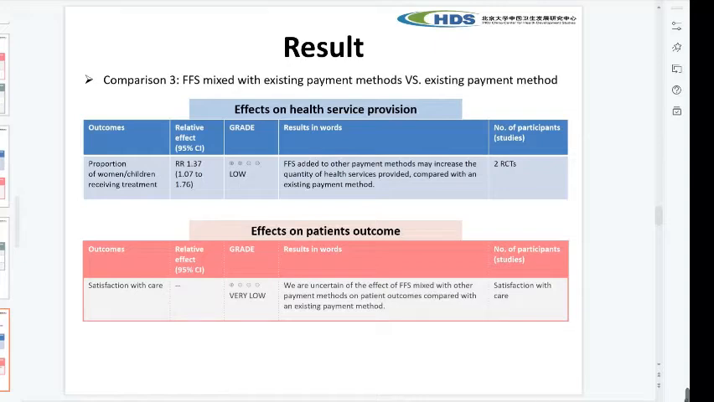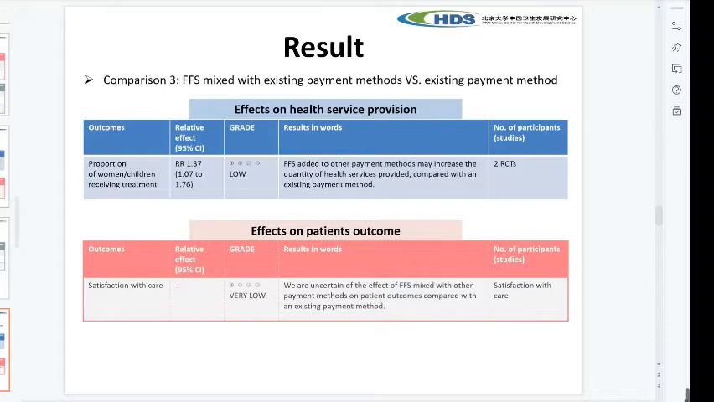Regarding the effects of comparison 3, fee-for-service mixed with existing payment method versus existing payment method, we found that the fee-for-service added to existing payment method may increase the quantity of health services provided, and the services included are women's screening services or children receiving some dental treatment. But we cannot find certain evidence on the effects of the extra fee-for-service on the patient outcome.